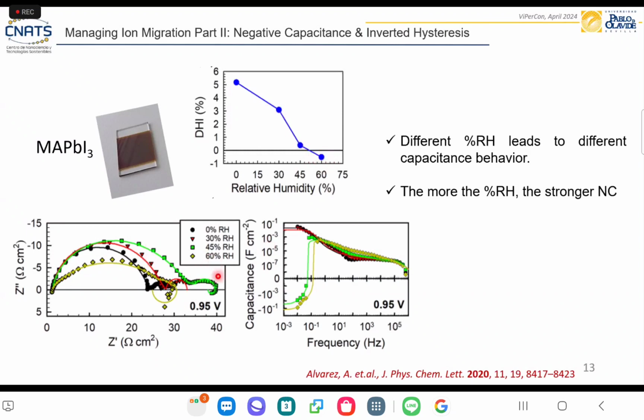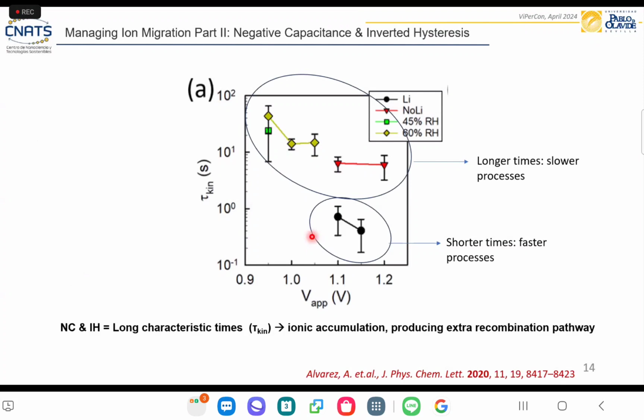When we jump into the impedance, if you pay attention to the green and the yellow spectra, which means 45 and 60% of relative humidity, you see that in these cases we have a huge negative capacitance behavior. So it means that inverted hysteresis and negative capacitance are totally correlated. We analyze the time constant to see why this is happening, and which process they are associated with.